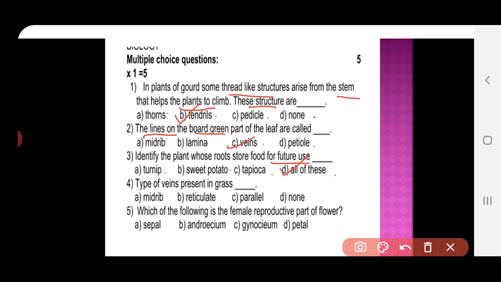And fourth question, type of vein present in grass. So grass is a monocot plant, and the options here are midrib, reticulate, parallel, none. So option C is the right answer, parallel. Okay. And fifth question, which of the following is a female reproductive part of a flower? And options are sepal, androecium, gynoecium, petal. They have given the female reproductive part. Gynoecium is the female reproductive part.